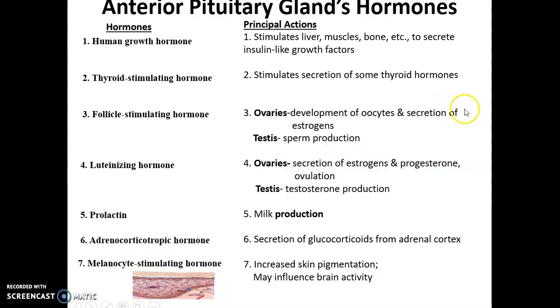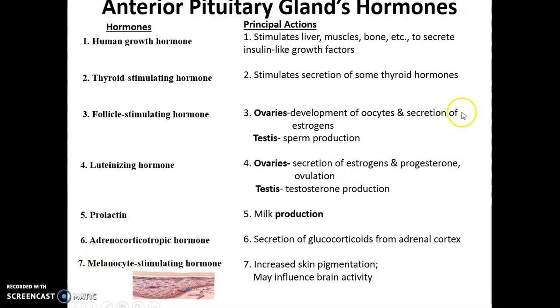And the 7th hormone is melanocyte stimulating hormone. The melanocyte stimulating hormone stimulates the production of skin pigmentation by the melanocytes, by the pigment cells in skin. It's also thought that this hormone can affect some brain activity, but it is not well understood what that might be.